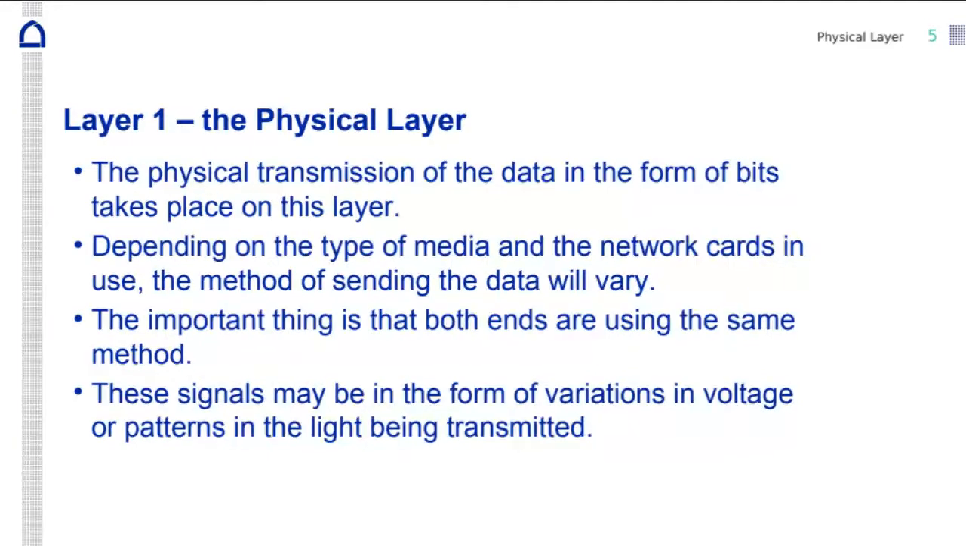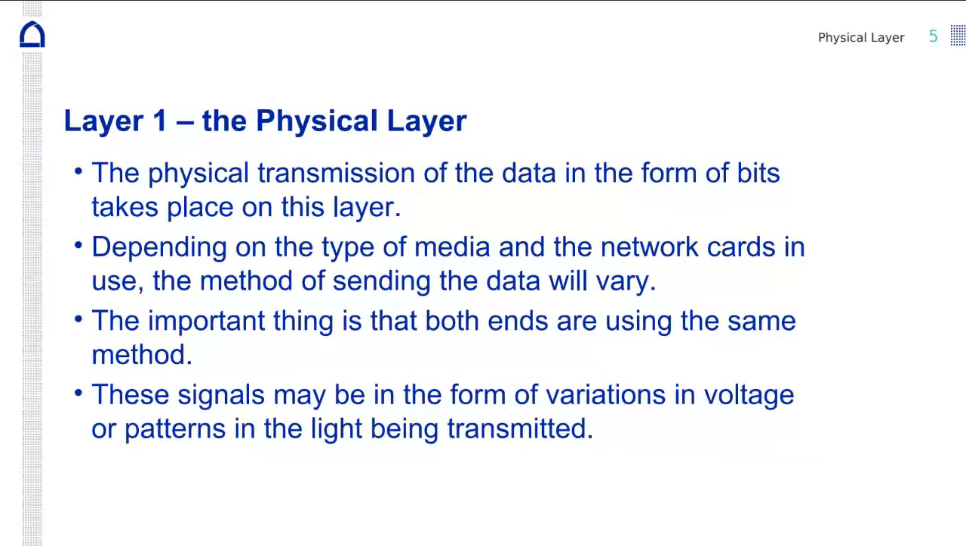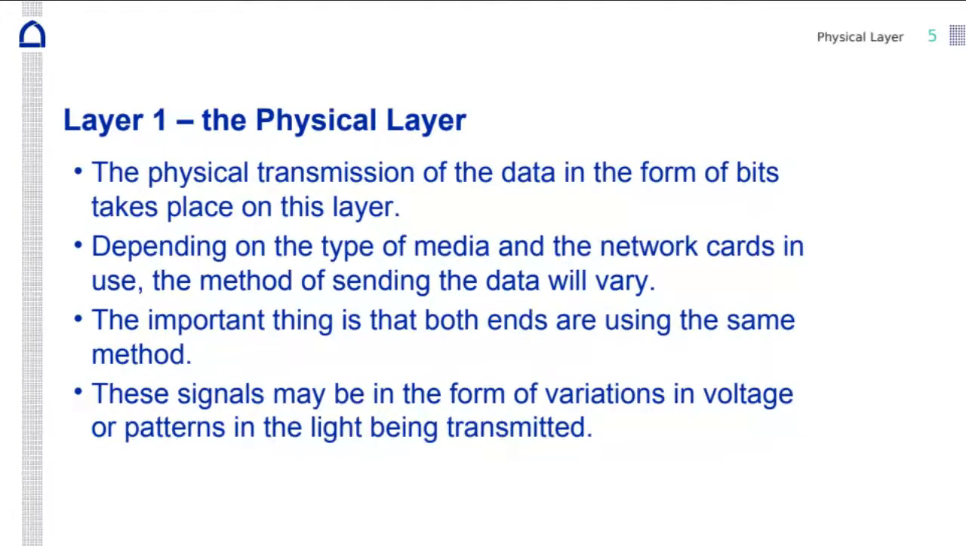The method of sending the data will vary, whether it's wireless or wired, fiber, electric signal, electromagnetic signal. Okay. The most important thing is that both ends are using the same method. These signals may be in the form of variation in voltages or patterns in the light being transmitted.